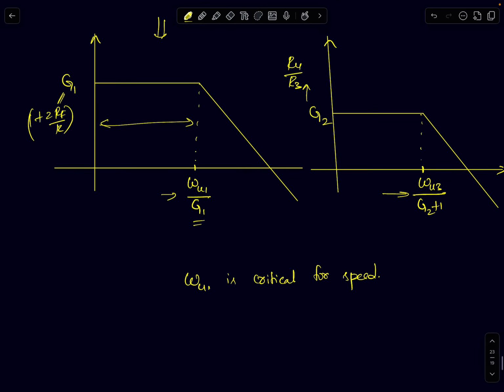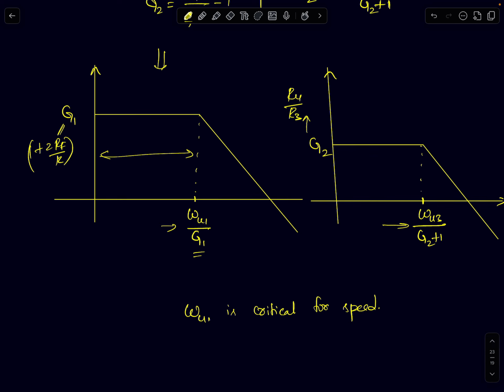So if you guys recall from our previous lectures and even the beginning of this lecture, we said that most of the gain for an instrumentation amplifier comes from the first stage. So generally your G1 will be much greater than G2.